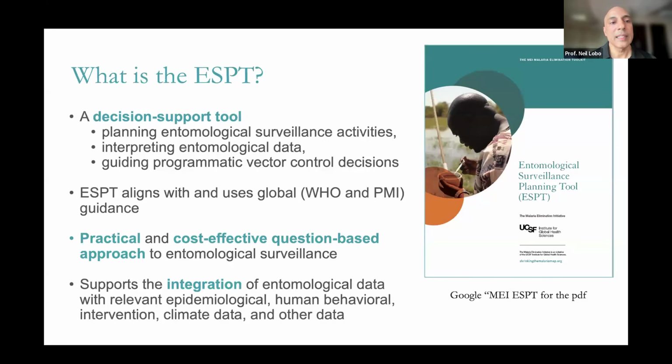So what is the ESPT? It is a decision support tool. It helps you plan entomological surveillance. It helps you interpret the data you gather, and it's all directed at programmatic vector control decisions. What is the best decision to move forward with? How do we best protect our populations?